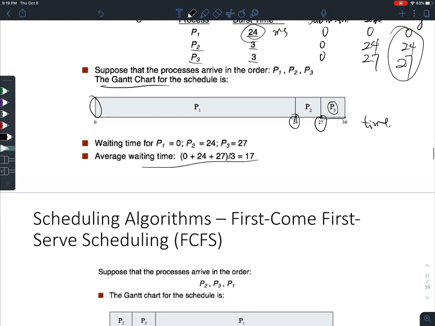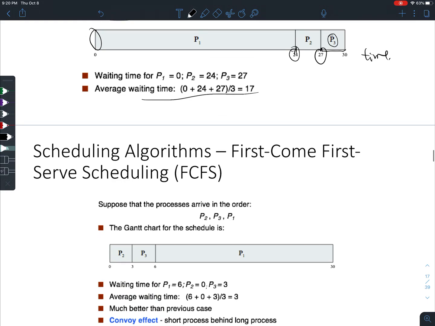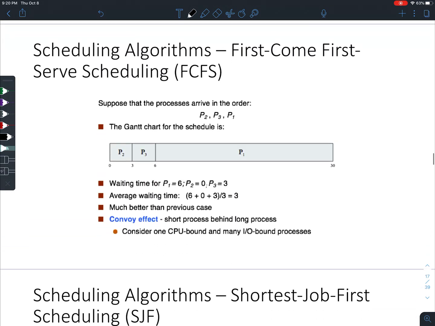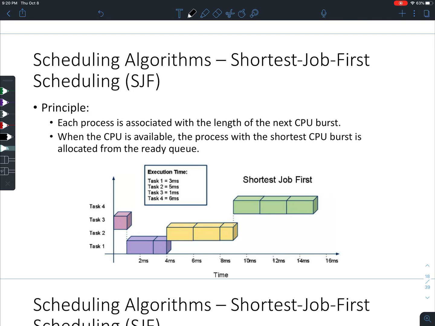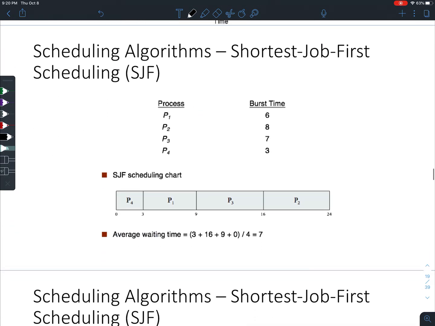So this is how we can improve over the first come first serve scheduling algorithm. We are going to allocate the CPU to the shortest job first. By shortest we mean the process that has the shortest CPU burst. The general idea is that each process is associated with the length of its CPU burst. When the CPU is available, the process with the shortest CPU burst is going to be allocated.